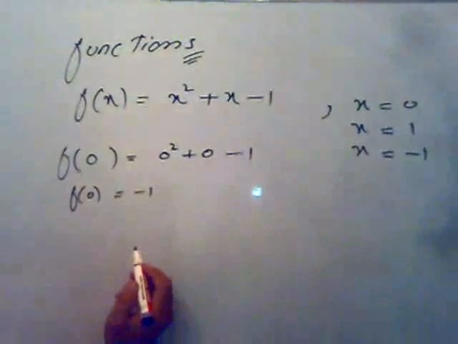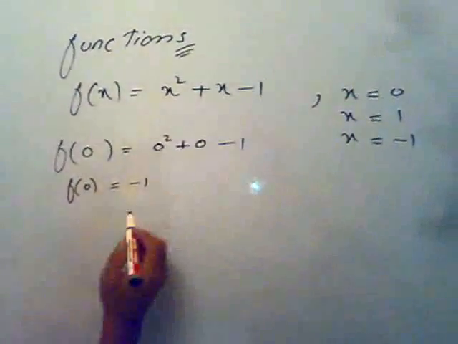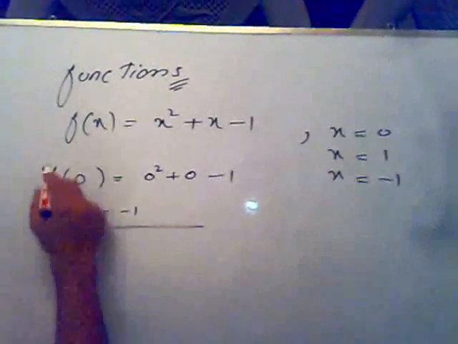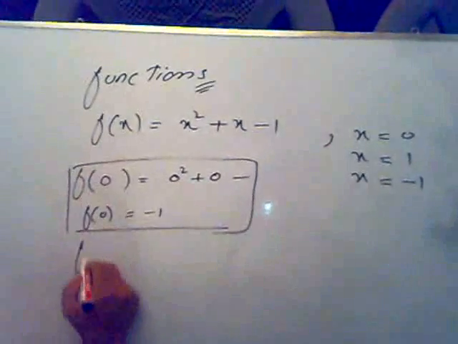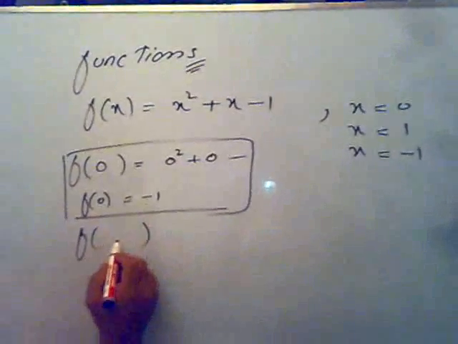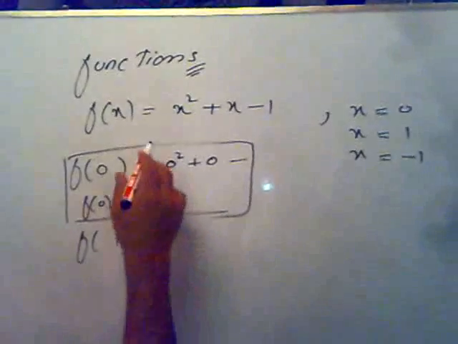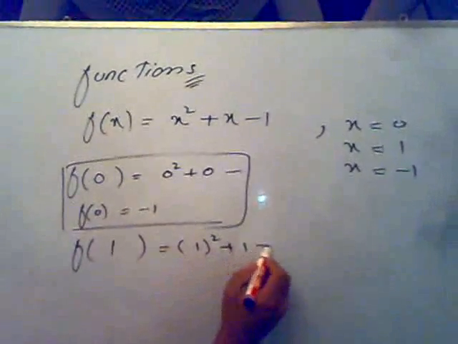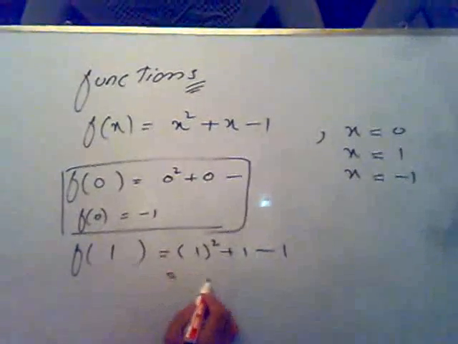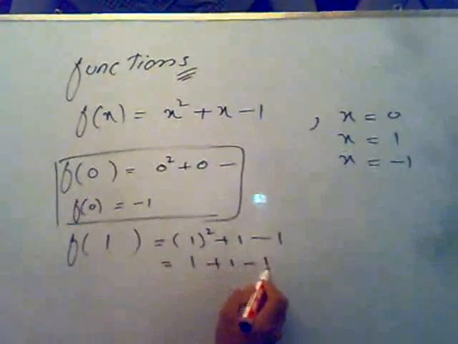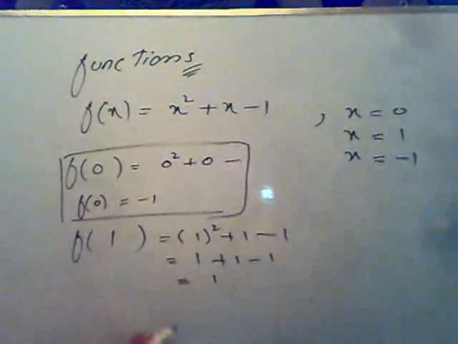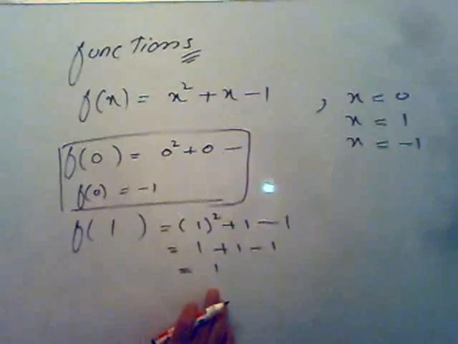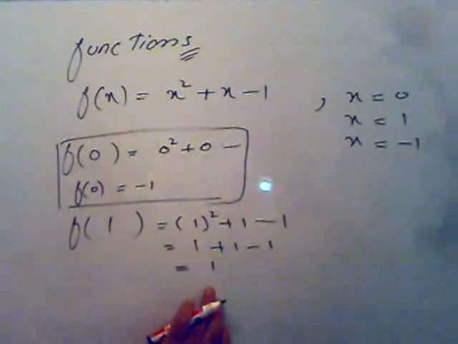Now I'll calculate the value of the same function at x equals 1. We'll simply replace x with 1 in f, and on the right hand side we will also replace x with 1. So it will be 1 squared plus 1 minus 1. This is 1 plus 1 minus 1, so it is actually 1. So f of 1 is 1, meaning the value of the function at 1 is 1.